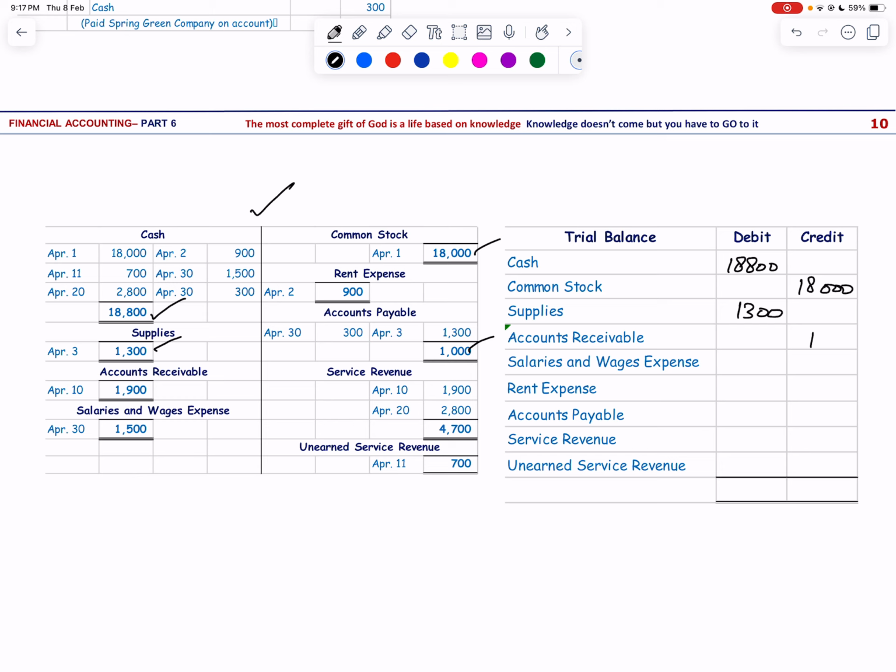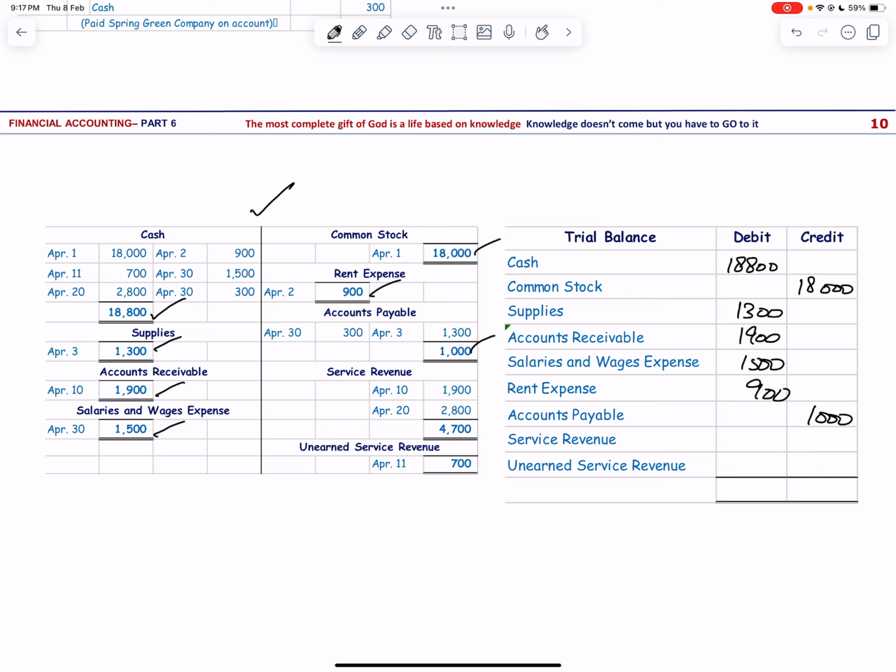Accounts payable is 1000. Accounts receivable, supplies is 1300, and then we have accounts receivable 1900. Salaries and wages 1500. Then we have rent expense 900. Accounts payable is 1000, and service revenue is 4700, and unearned service revenue has a credit balance of 700.